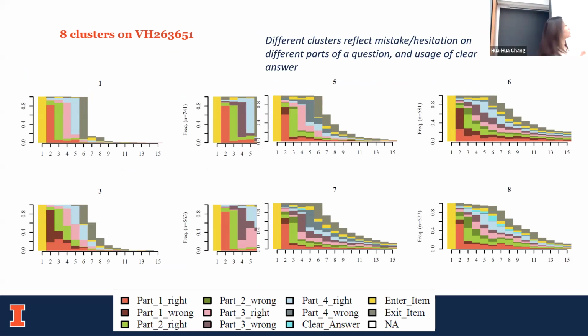And the yellow and the gray are for entering and exiting the question. So here are the sequence distribution plots of these 8 clusters. Essentially, we can see that for different clusters, students were getting different parts wrong or being hesitant and alternating their responses in different parts. So what this indicates, where the x-axis is the action count, is that there are clusters where the students are more hesitant in their actions, alternating their responses on certain parts.